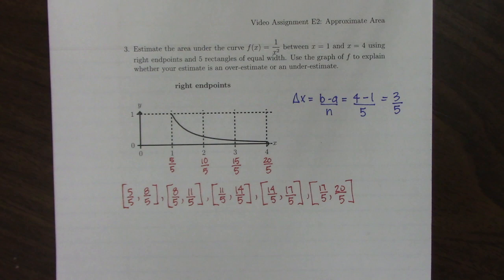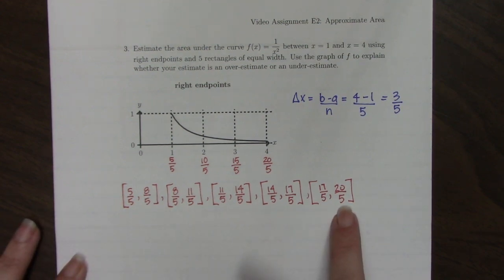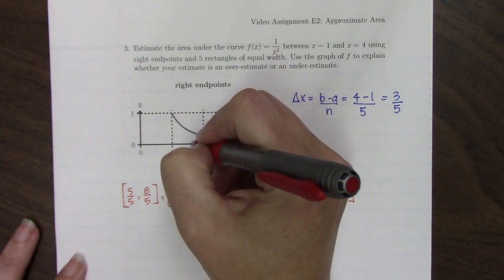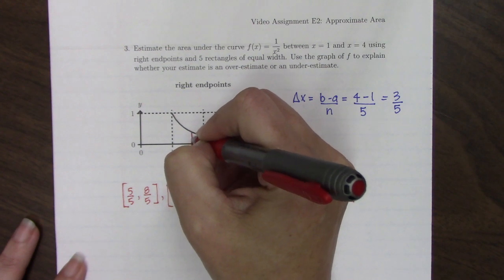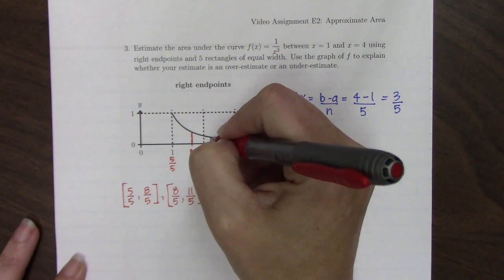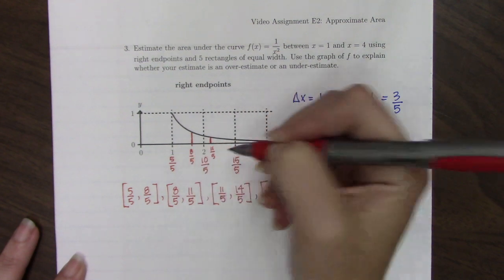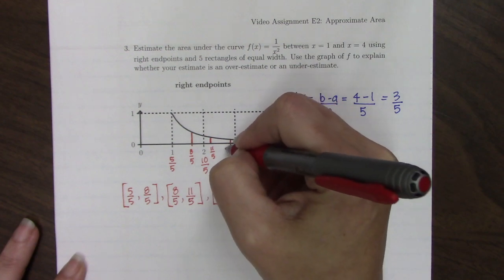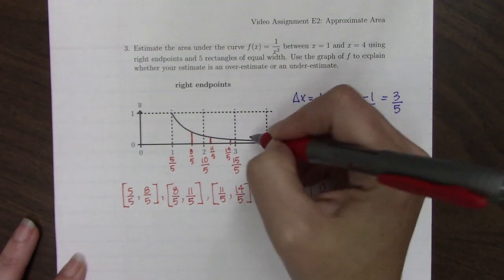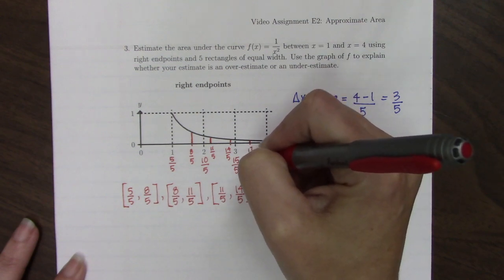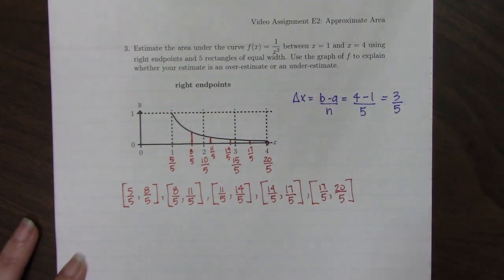Now when I sketch these rectangles using right endpoints, I can see that scaling everything to 5 helps make this a little easier. So 8/5 is probably about here. 11/5 is going to be pretty close to 10. Then we're going to go to 14, that's going to be just before 15. 17 is going to be somewhere in the middle here. And then we'll end at 20.